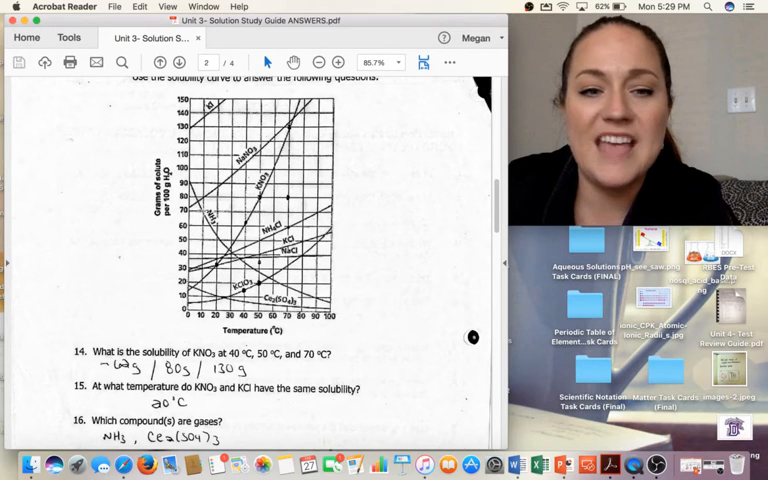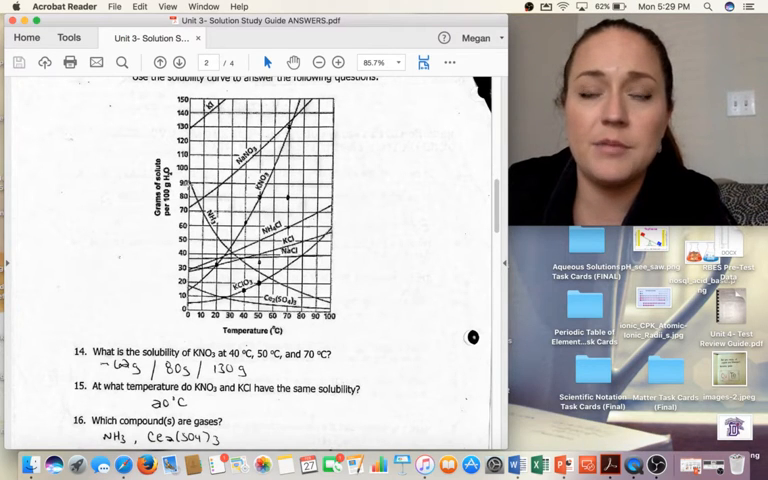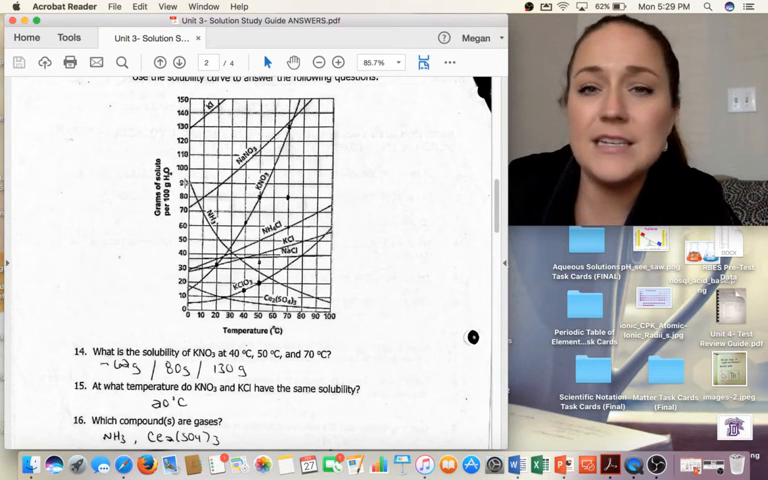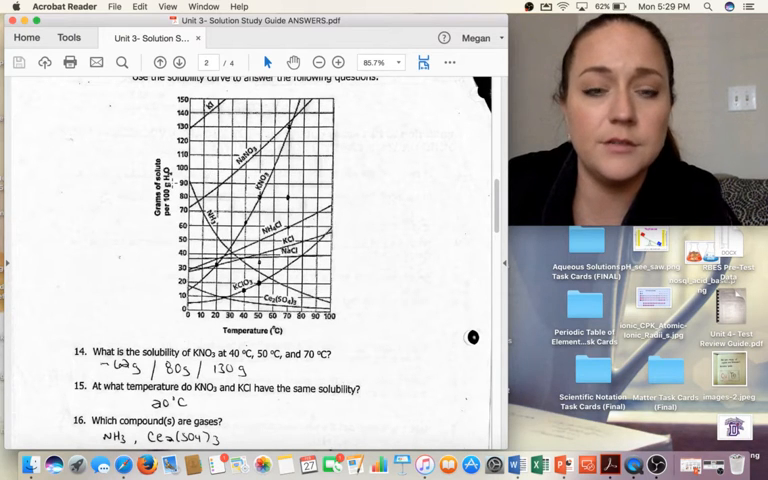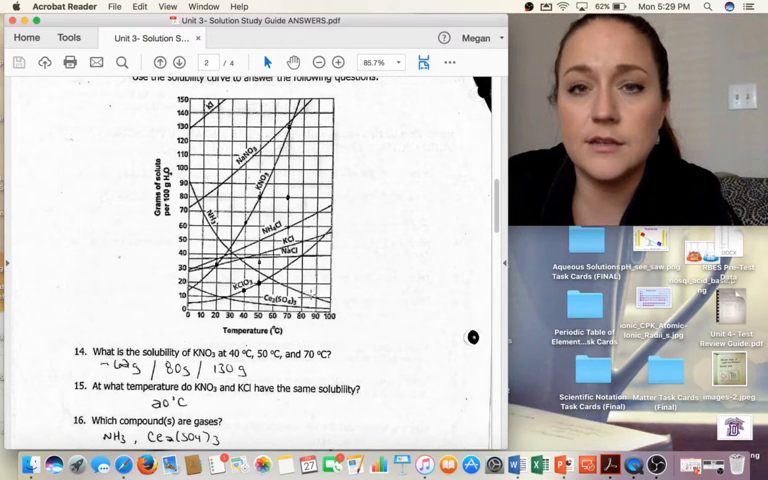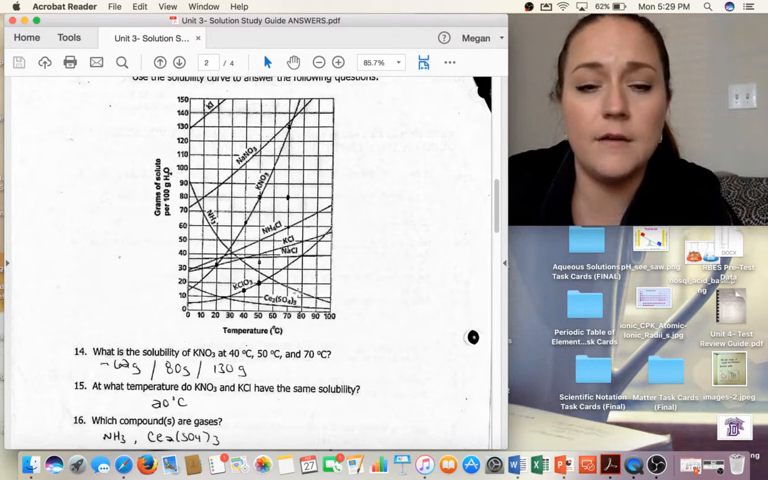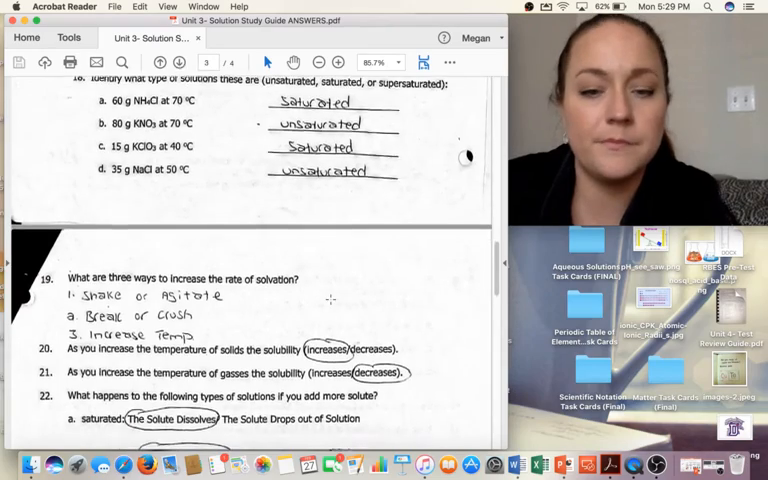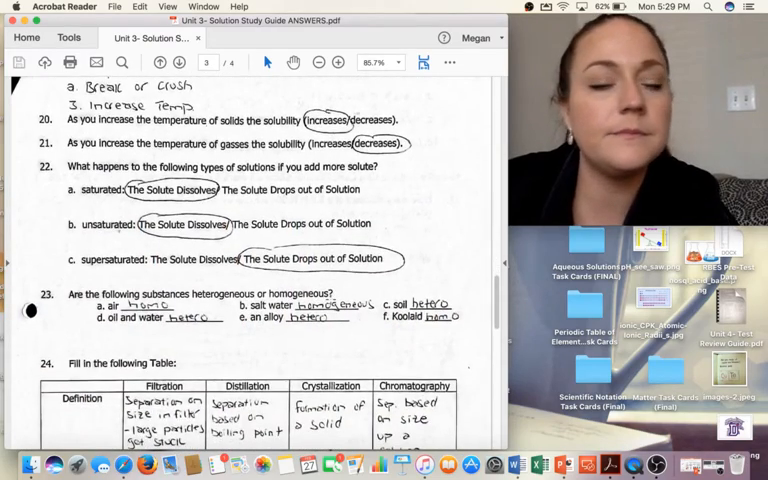Now, NH3 starts up pretty high at being able to dissolve 90 grams of the solute and decreasing its ability to dissolve into water due to the temperature increasing. All right.